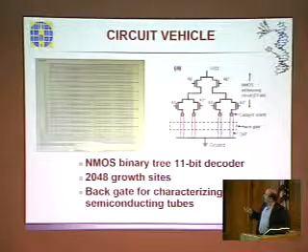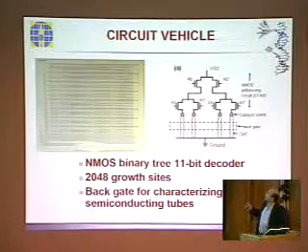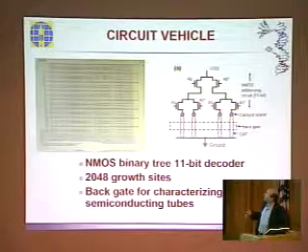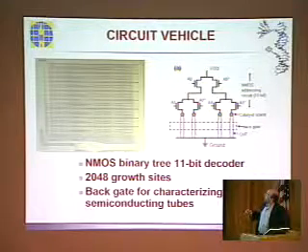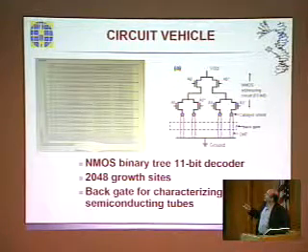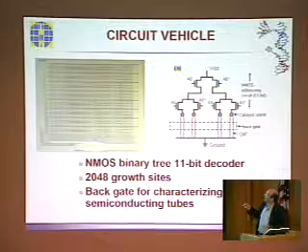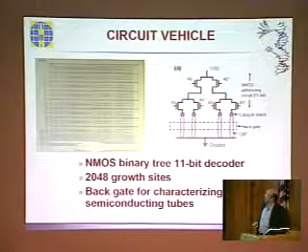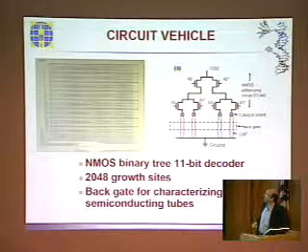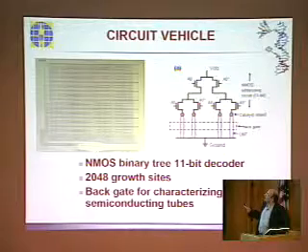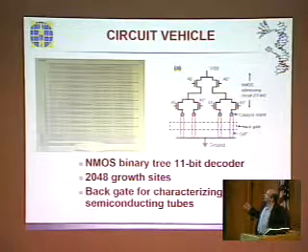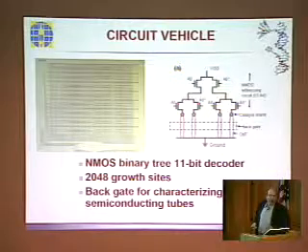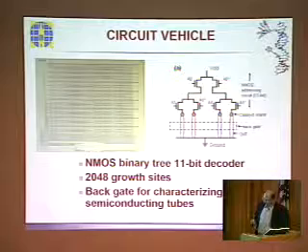And then by manipulating the address lines, 11 address lines to control 2,000 growth sites, we can then individually measure the carbon nanotube device characteristics in series with this relatively high performance, not the best, not the greatest state of the art, but good enough, series connection of 11 NMOS transistors. There's a single common backgate that goes underneath all the carbon nanotubes so that we can actually operate each site as a 3-terminal carbon nanotube FET. So that's the circuit vehicle.